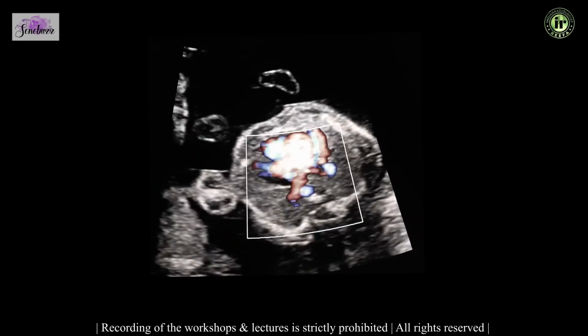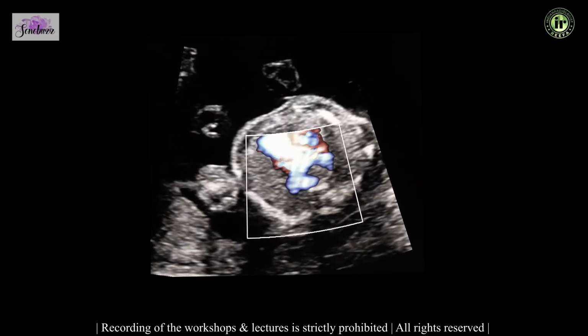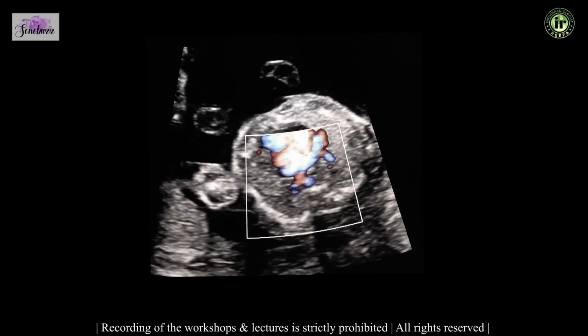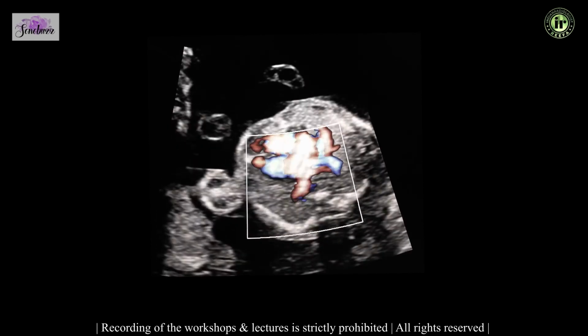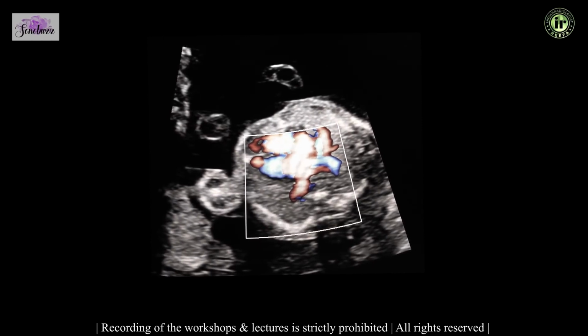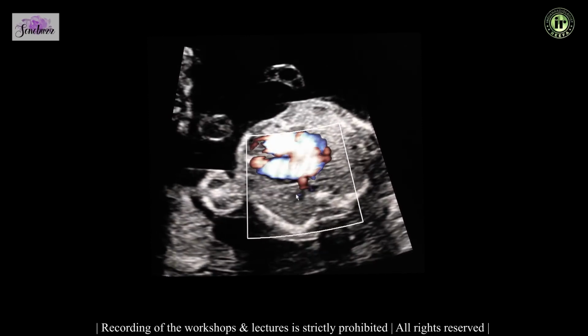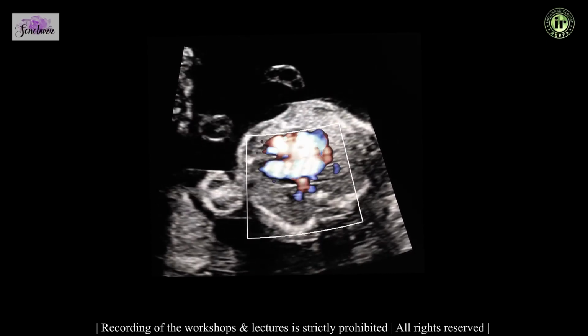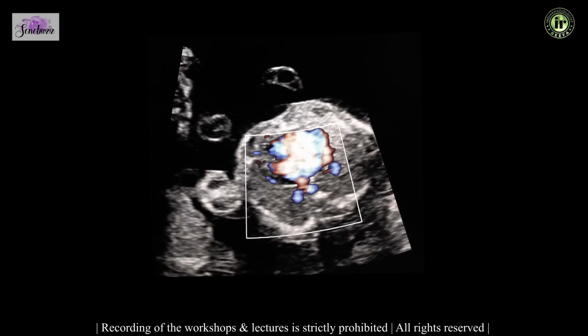The power angio mode can be useful, especially to see the pulmonary veins. As you can see here, the pulmonary vein which is seen in red is showing a flow towards the heart. This is the left atrium, and you will be able to see at least the 2 inferior pulmonary veins, and you can see it here.